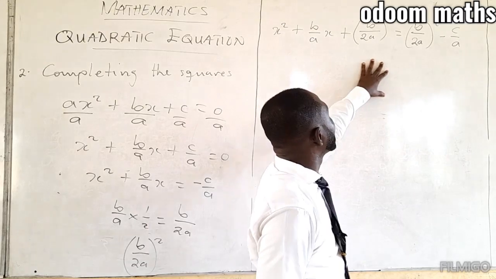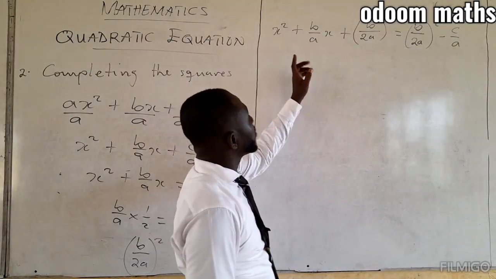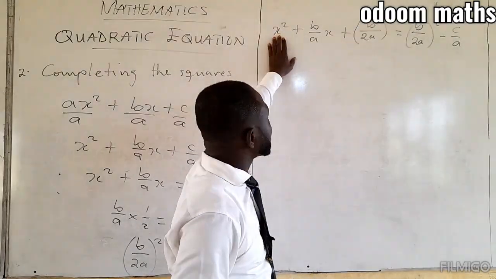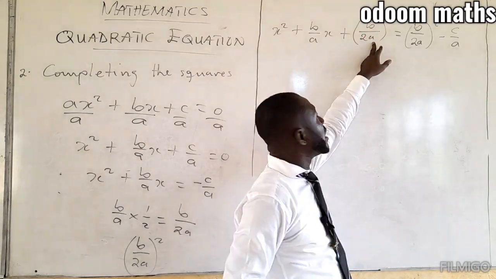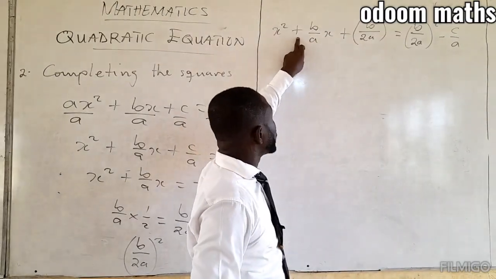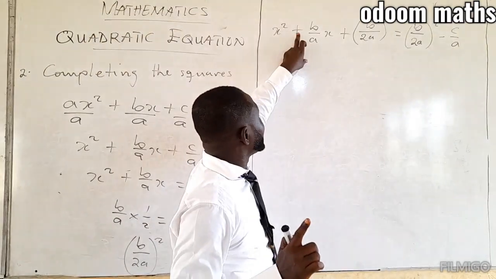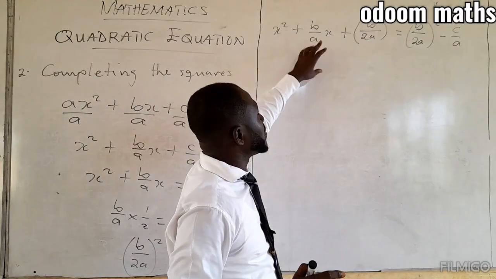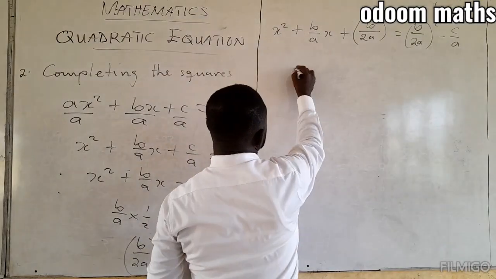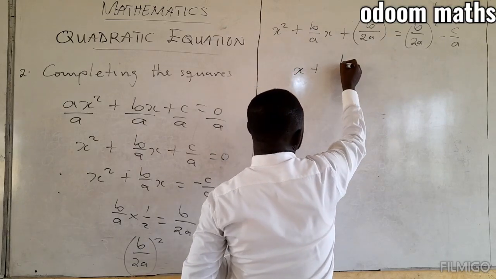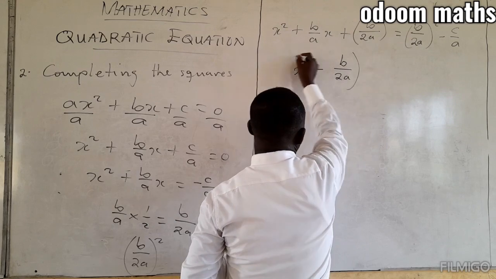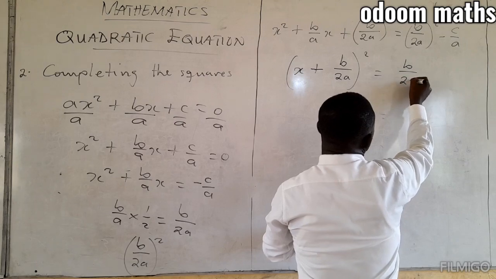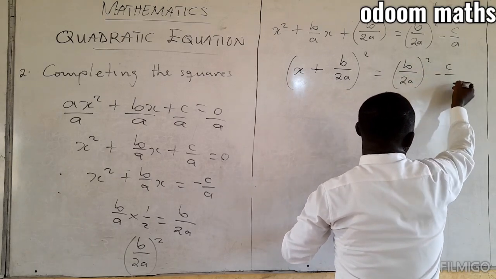Now, this is where we are. The simple way is, let's do some selection. We are going to select this x and this b over 2a, and put them into brackets with this operation sign. Please be attentive. This operation sign: if this is minus, you use minus; if it is plus, you use plus. Then we put them and square them. So x plus b over 2a all squared equals b over 2a squared minus c over a.